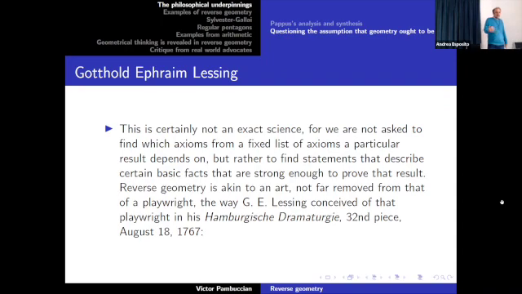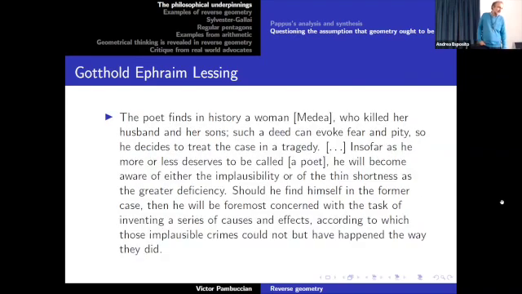So it's not far removed from that of a playwright, the way Lessing described it in his Hamburgische Dramaturgie in 1767. He says the poet finds in history a woman, which is Medea, who killed her husband and her sons. Such a deed can evoke fear and pity. So he decides to treat the case in a tragedy. Insofar as he more or less deserves to be called a poet, he will become aware of either the implausibility or of the thin shortness as the greater deficiency.